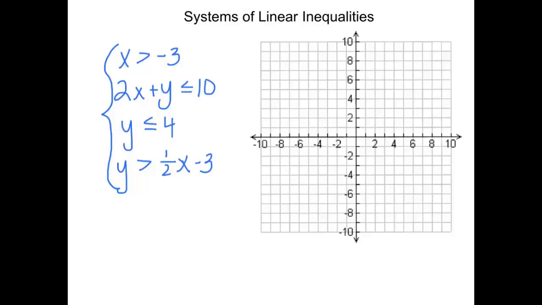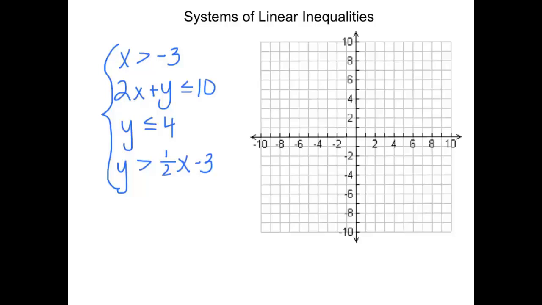This video is about how we would solve systems of linear inequalities. We're very used to solving systems of equalities, and oftentimes our solution might be a point or a couple points. In this case, we're going to see that the solution to the system of linear inequalities is actually a set of infinitely many points. And so let's see how we would go about doing that.